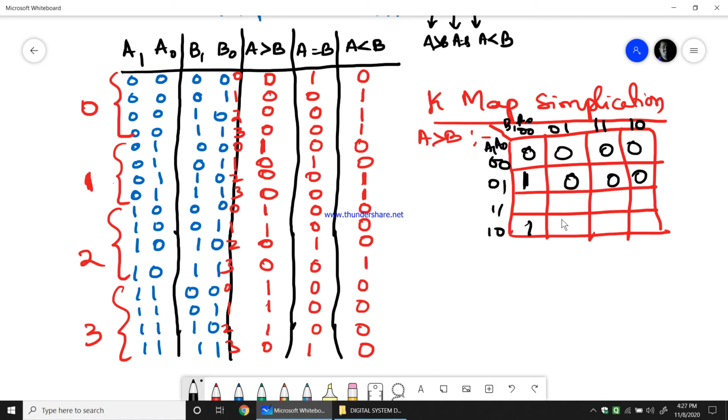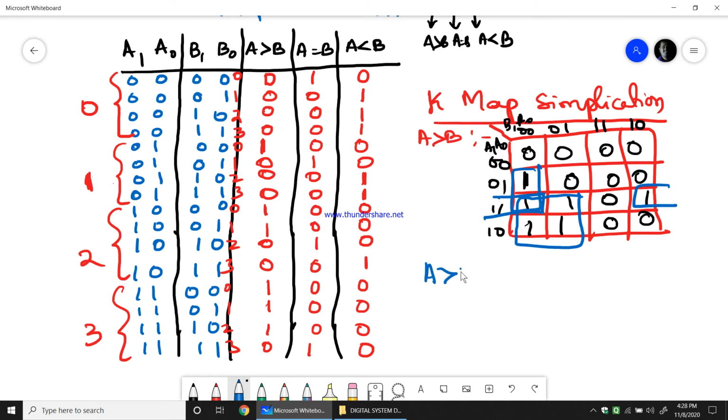8, 9 it is 1 1. 10, 11 it is 0. 12, 13, 14 is all 1. 15 is 0. So now how to group it? Now see, these 4 will be grouped together, whereas these 2 will be grouped, whereas this will be grouped with this. So we have 3 groups.